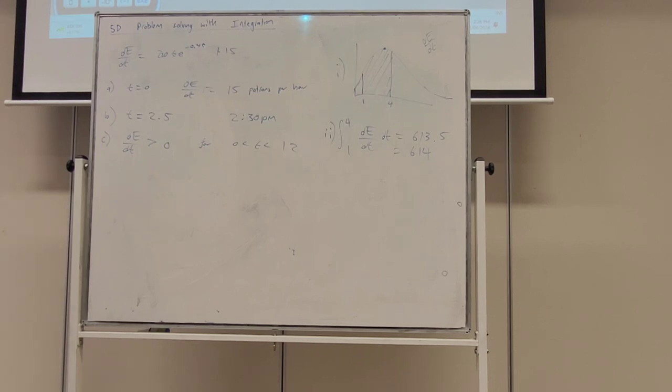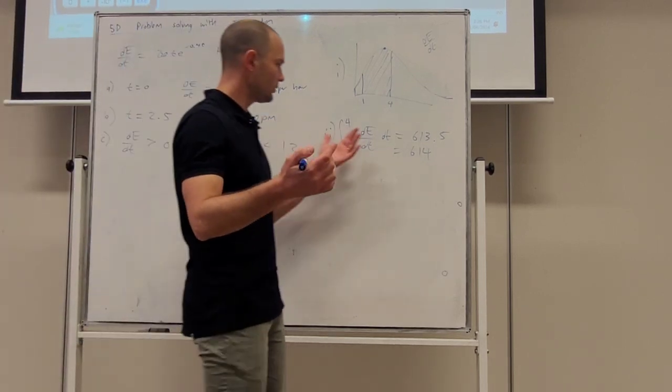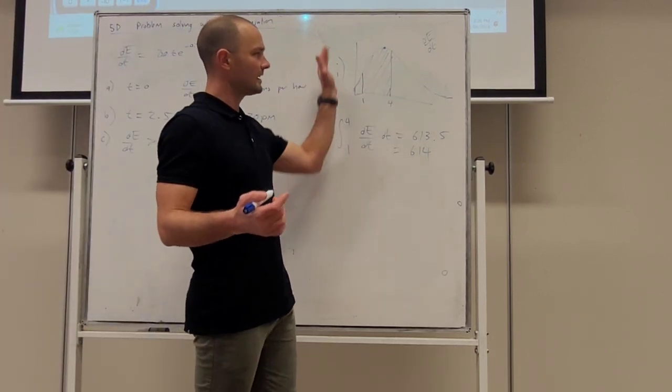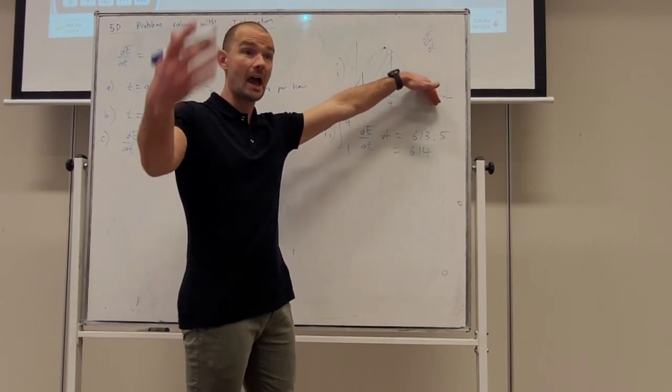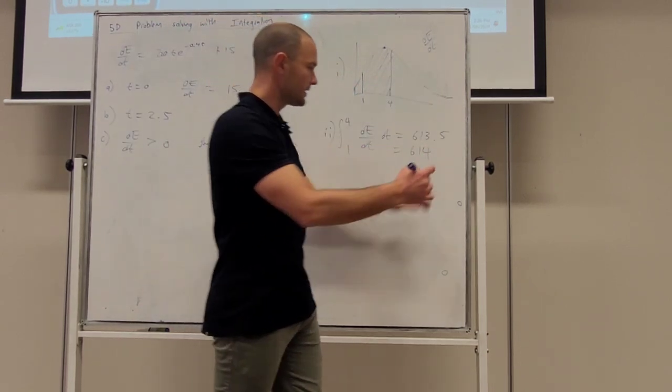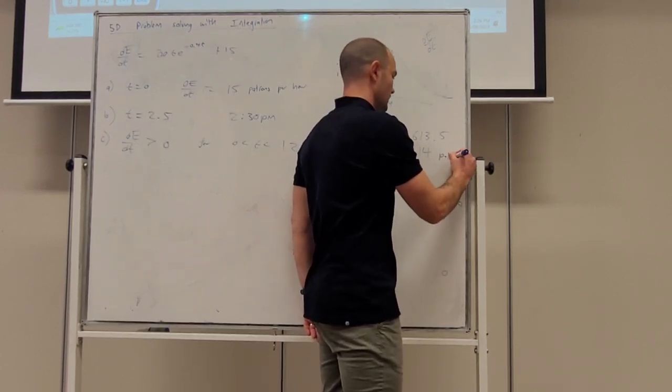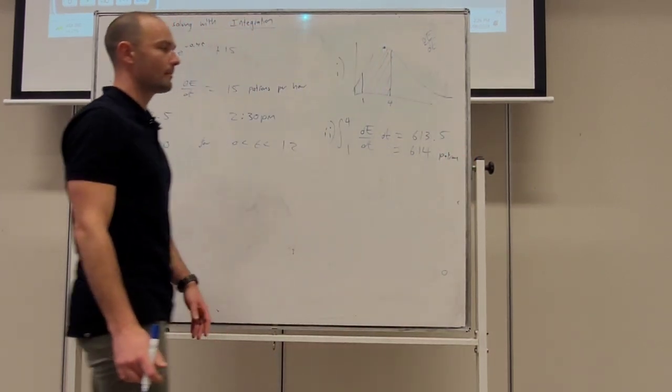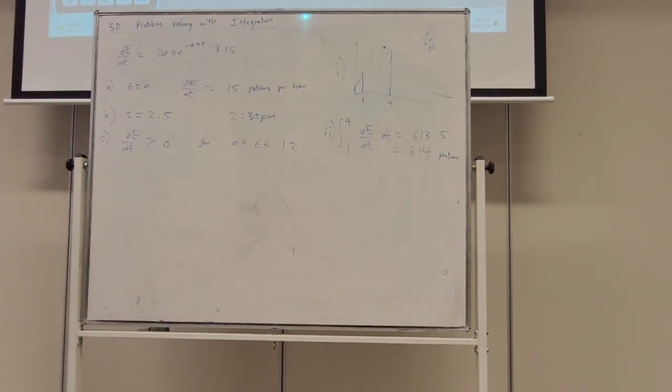Okay, 614. What's our unit? The rate is patrons per hour. Patrons per hour, so therefore the quantity is patrons. Between 1 and 4 p.m. we have 614 people enter the music festival.